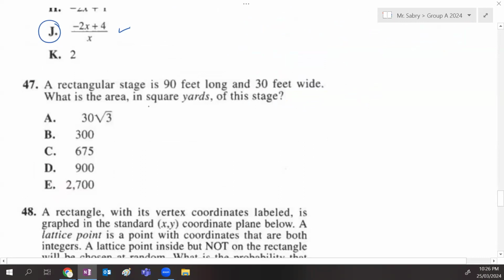A rectangle stage is 90 feet long and 30 feet wide. I'll draw a rectangle, I'll put the 90 and I'll put the 30. And then what is the area in square yards of this stage? That's actually a question that you just have to skip for the time being, because we do not know the rate of change between yards and feet and so on.